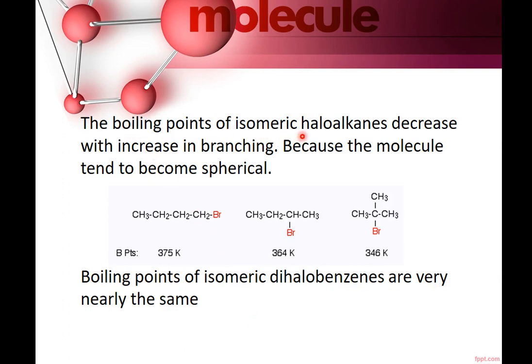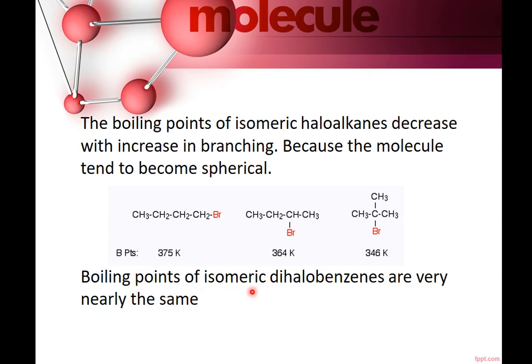Boiling point of isomeric haloalkanes. These are the isomeric haloalkanes. You can see all these three contain 4 carbon atoms and bromine. Their boiling point decreases with increase in branching. You can see the boiling point. This has got the minimum boiling point. This is because with increase in branching, the molecule tends to become spherical, and for a given volume, a sphere has minimum surface area. Minimum surface area means minimum van der Waals forces.